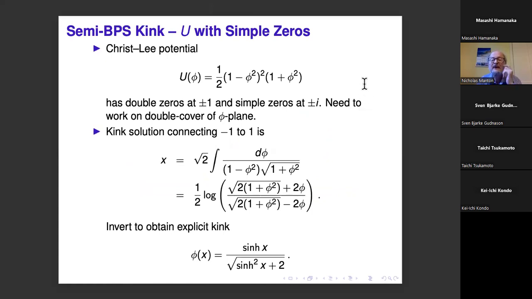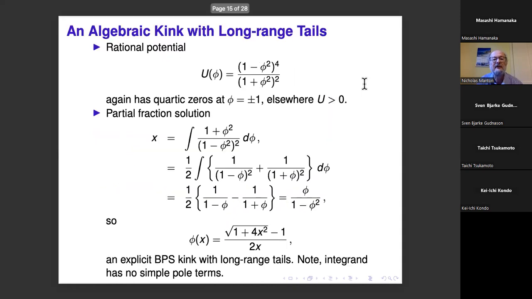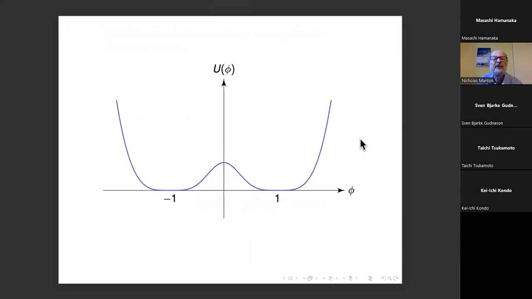And I call these BPS kinks. All these examples so far are BPS kinks. And the reason I call them BPS kinks is because there's no branch points. You know, in all these examples, I didn't have to worry about branch points so far. Branch points occur if there's some simple zeros in U, but that hasn't happened yet. So I call these BPS kinks.